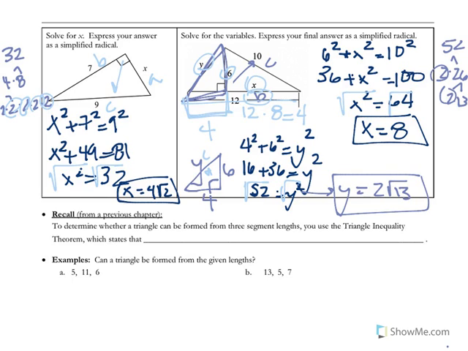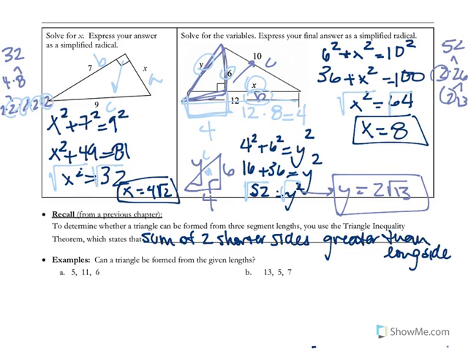Okay, moving on. To determine whether a triangle can be formed by 3 segments, we use the triangle inequality theorem. That states that 2 shorter sides are greater than the longer side. So that states that the sum of the 2 shorter sides is greater than the long side.